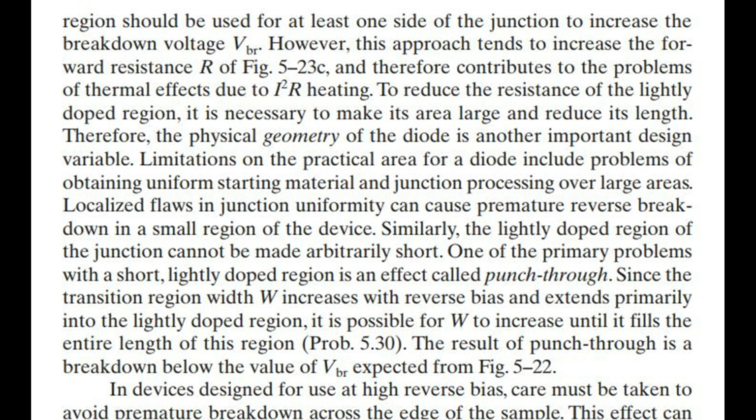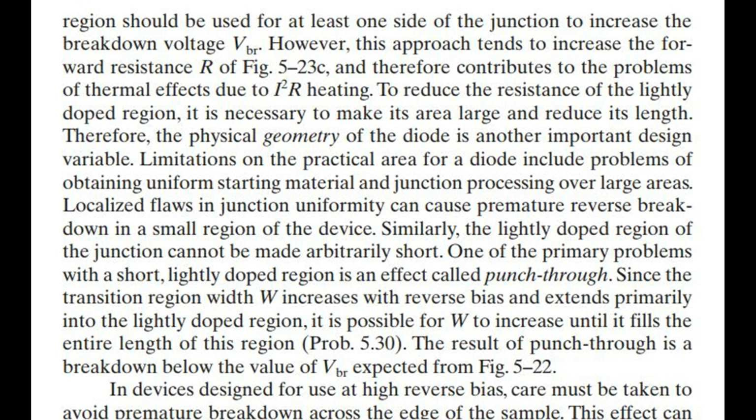Since the transition region width W increases with reverse bias and extends primarily into the lightly doped region, it is possible for W to increase until it fills the entire length of this region, Prob 5.30. The result of punch-through is a breakdown below the value of VBR expected from Fig 5.22.